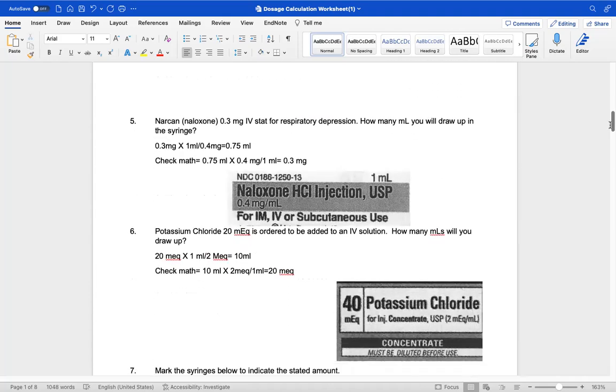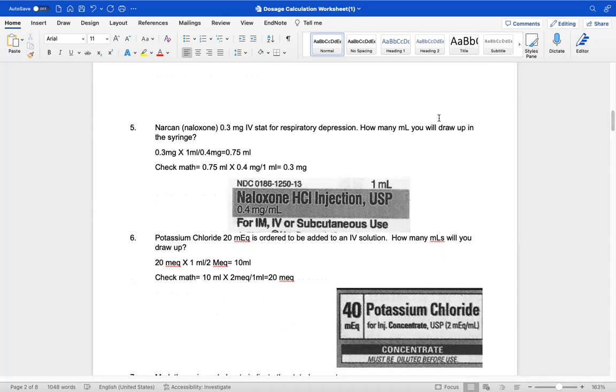All right, Narcan or naloxone. So we're going to give 0.3 milligrams IV stat for respiratory depression. How many mLs will we draw up in the syringe?